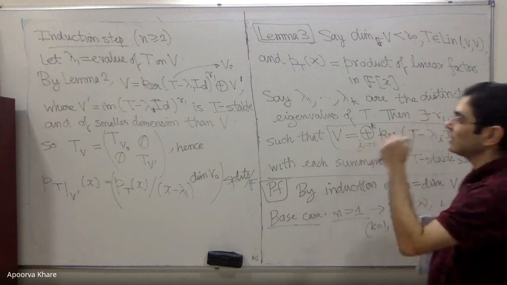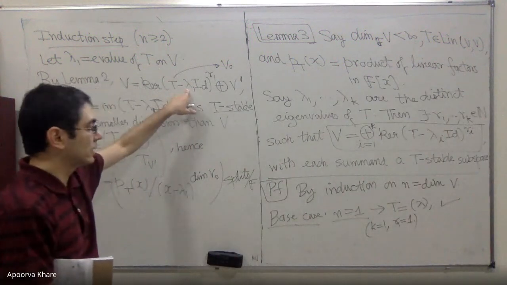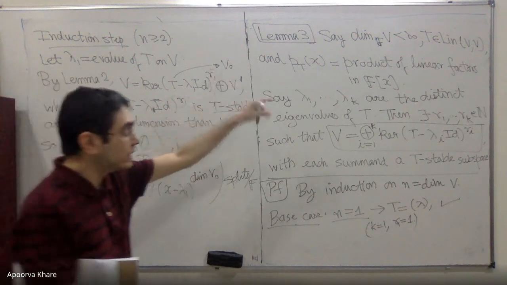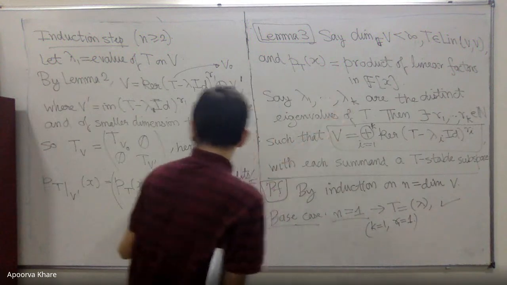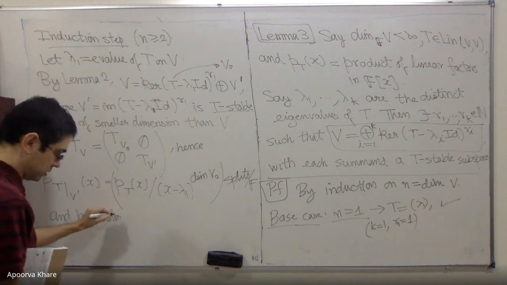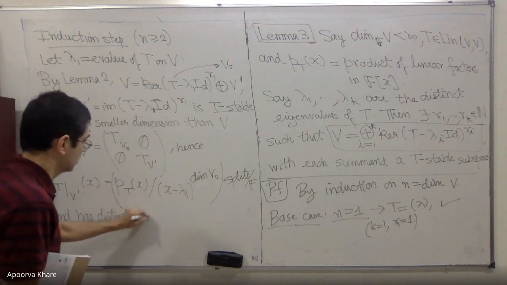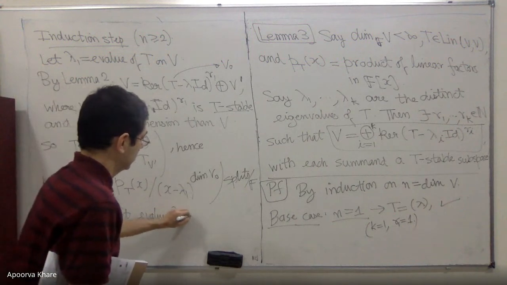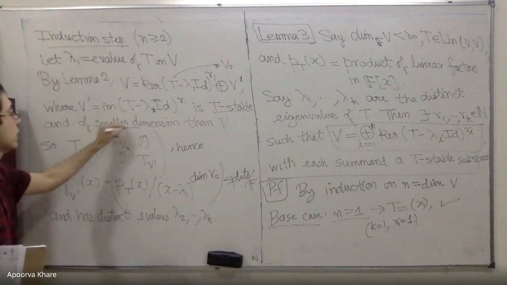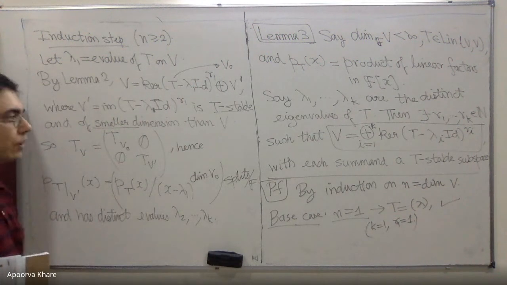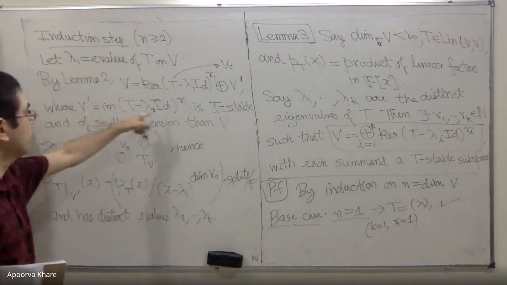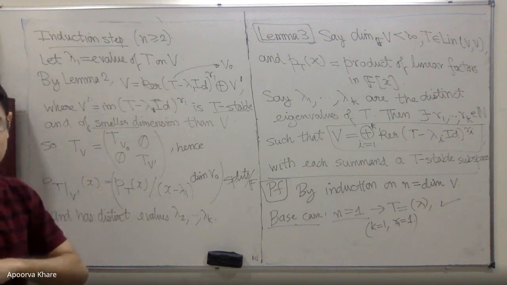Now, what are the distinct eigenvalues? We have exhausted all the eigenvalues for lambda 1. That's the whole point of finishing off all the lambda 1 eigenvalues. So the remaining distinct eigenvalues are lambda 2 through lambda k. Moreover, the dimension is strictly smaller than the dimension of V. So by the induction hypothesis, V prime is the direct sum of the kernels of the remaining parts. And therefore V is the sum of the first one and the remaining part, and we are done.